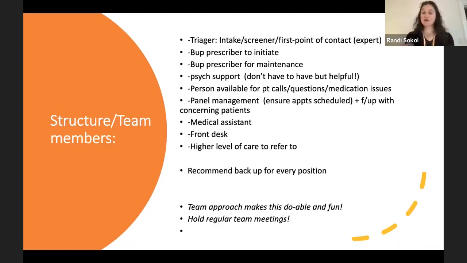It's nice to have a person who's available for questions, calls, medication issues. We have a medical assistant who works with us, and we have the OBOT nurse. So anytime people are having issues at the pharmacy, or they just have questions, there's usually somebody around who's able to answer their questions. And then the other component I think is really important is to have some kind of panel management, meaning what happens if somebody doesn't show or somebody's struggling.